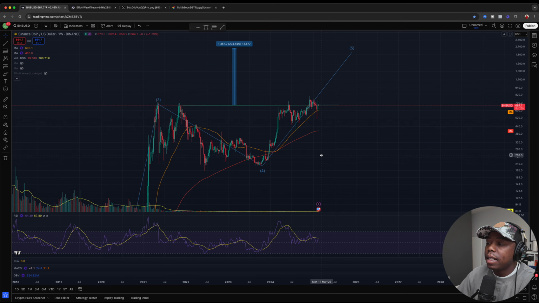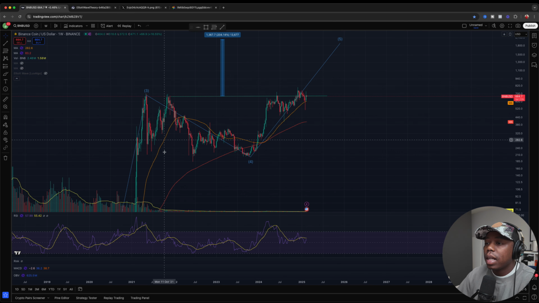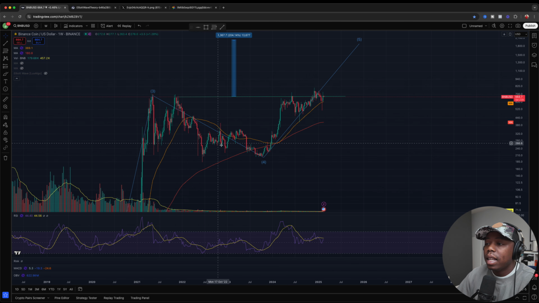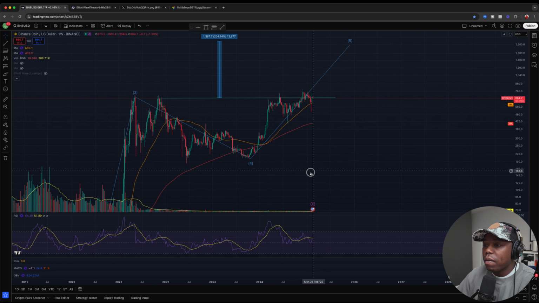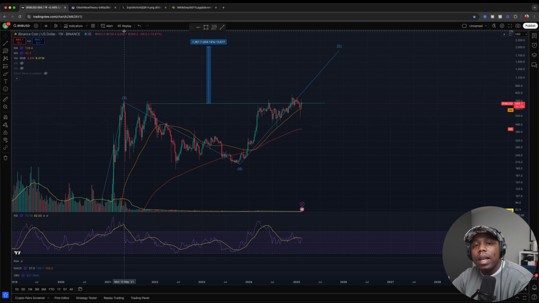With that being said, let's look at just this action right here. From the first peak in the 2021 bull market back in May and also in November, we had these two peaks. Let's look from there to where we're at currently. We had this pullback which we're considering wave 4. But I also want to show you a different pattern that's forming as well.